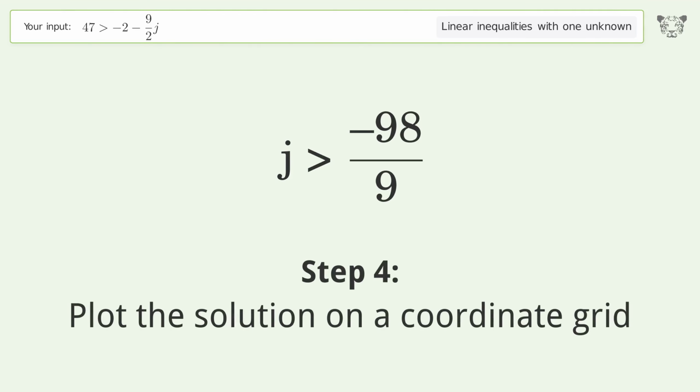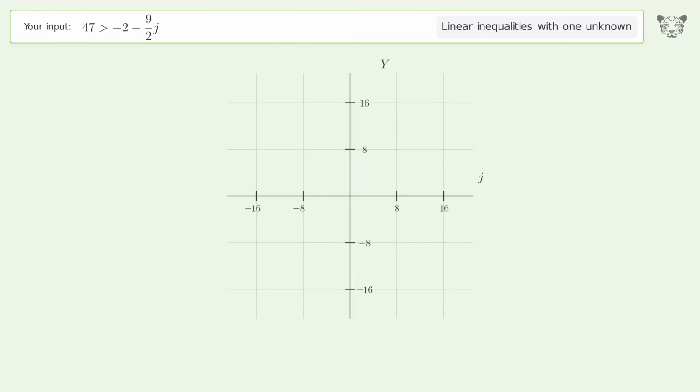Plot the solution on a coordinate grid. And so the final result is j greater than -98/9 greater than -108/9.